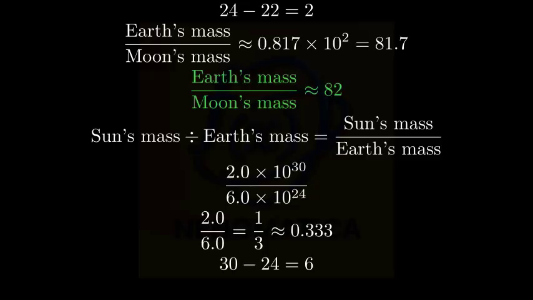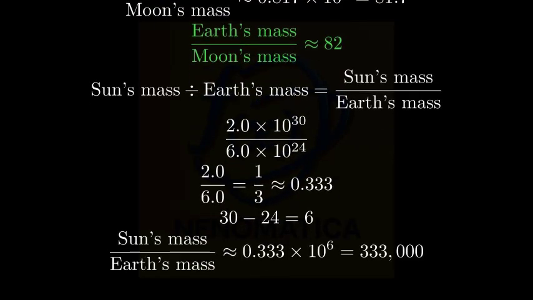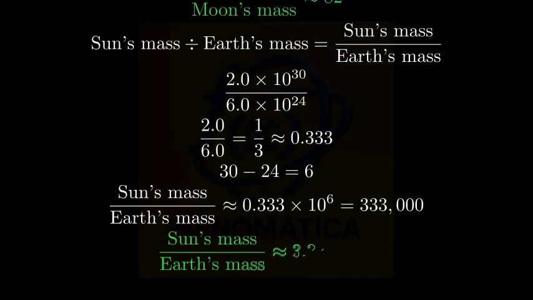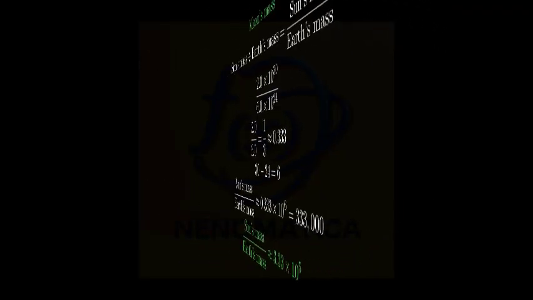Then, we subtract the exponents. 30 minus 24 equals 6. So, the Sun's mass is approximately 0.333 times 10 to the power of 6, which is about 333,000 times greater than Earth's mass. We can write this as 3.33 times 10 to the power of 5.